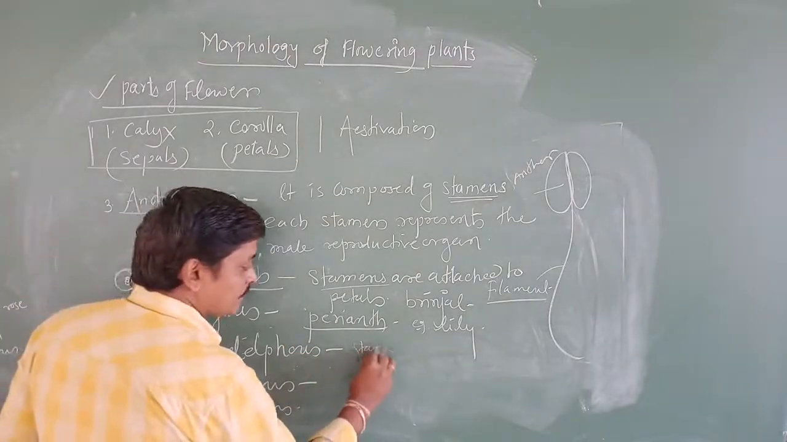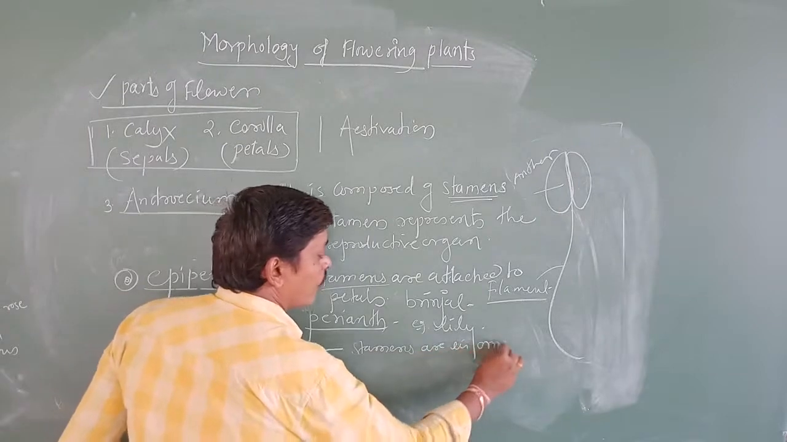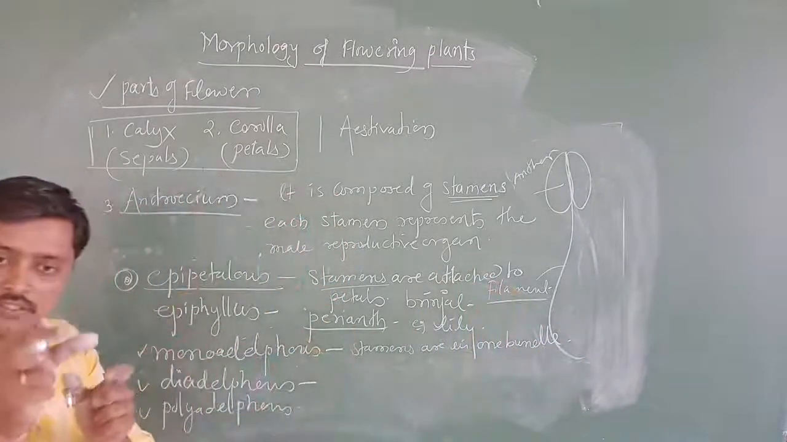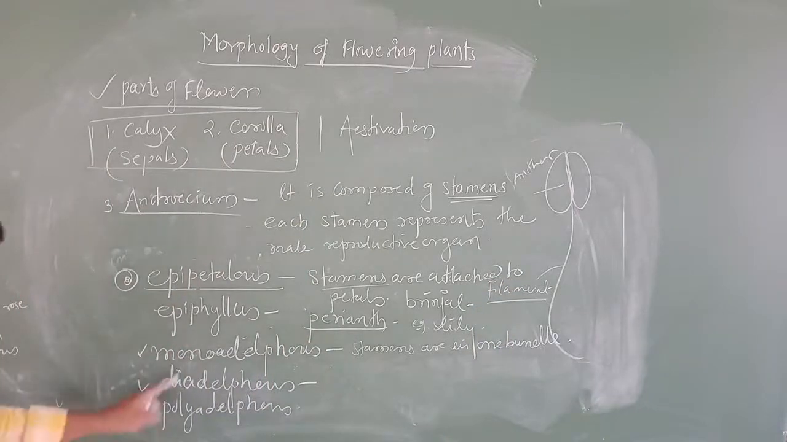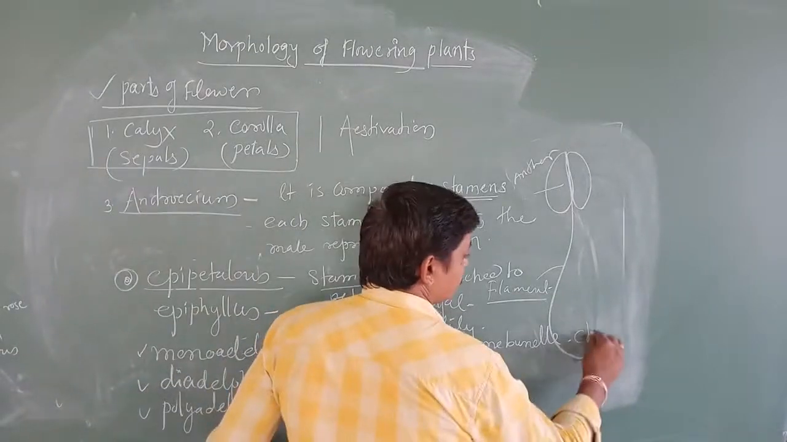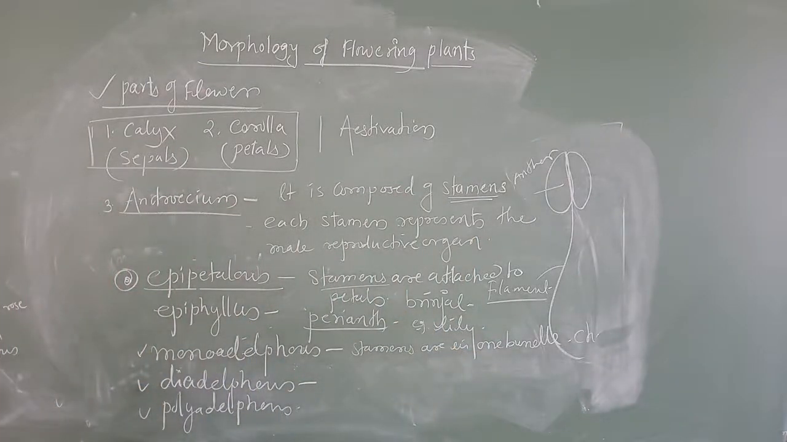Stamens are in one bundle. They are arranged in one bundle. That time we are going to call that monoadelphus. The example is China rose.